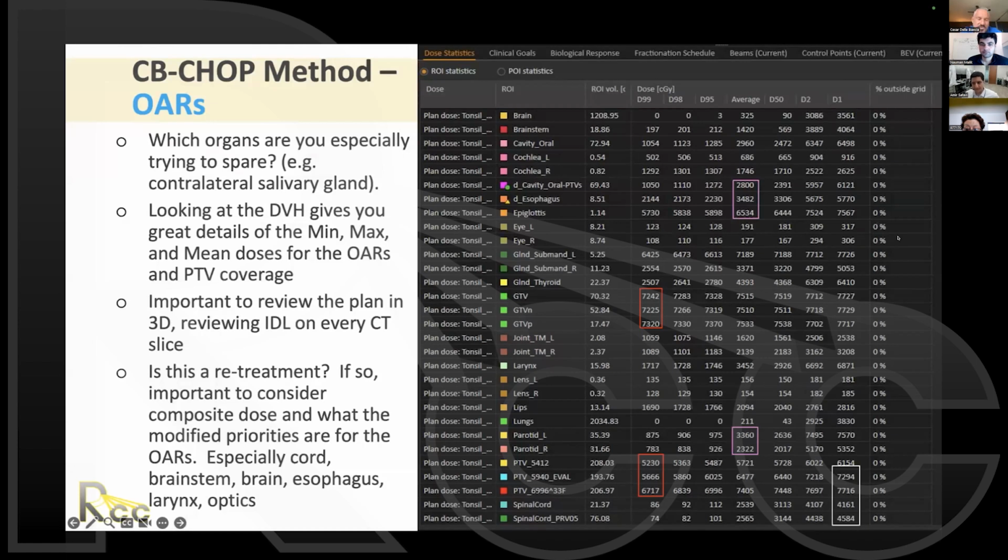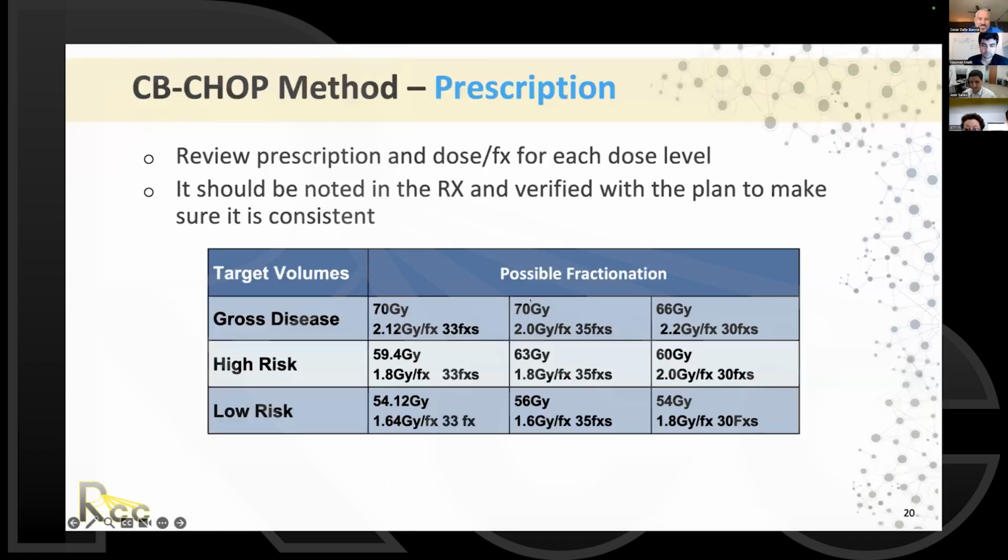Great additions. So we are in the last letter of the PERFECT method, the P, which is the prescription. Here is when you need to make a pause and make sure that you review the prescription and dose per fraction for each dose level.